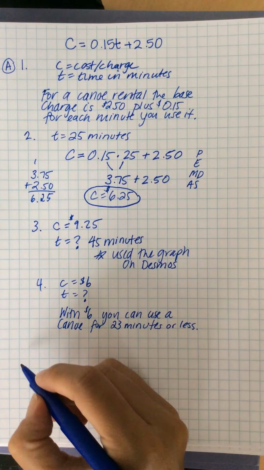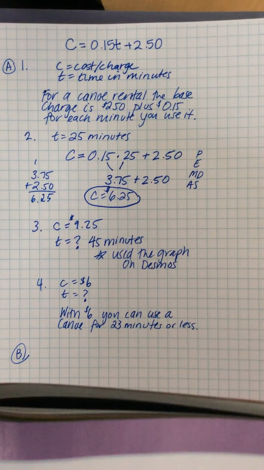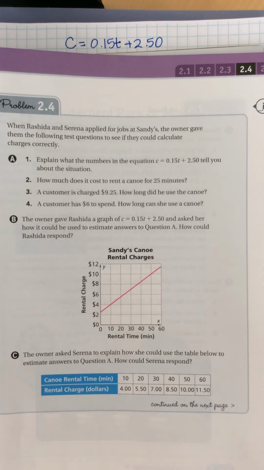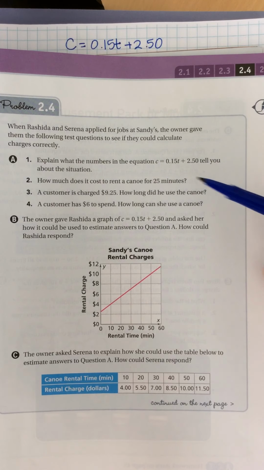All right, the last thing we're going to answer on page 41 is question B. So question B is right here. It says the owner gave Rashida a graph of that function. Here it is. And asked her how it could be used to estimate answers to question A. How could Rashida respond? Well, we just did this on Desmos. We used our graph to figure out the answer to 3 and 4, right? How could we figure it out to also figure out number 2? How much does it cost to rent a canoe for 25 minutes?